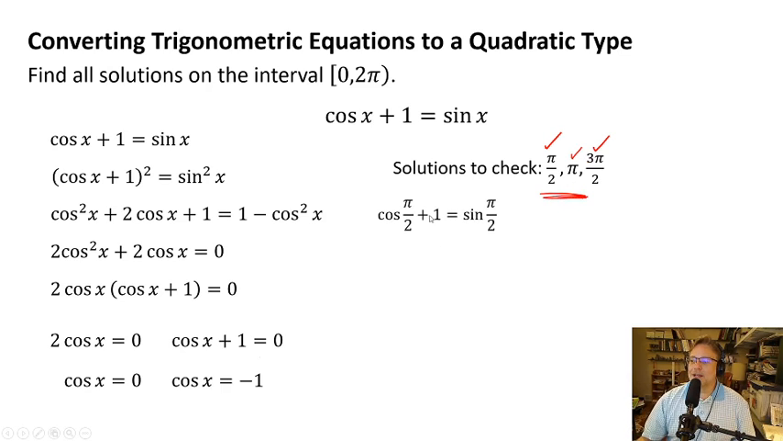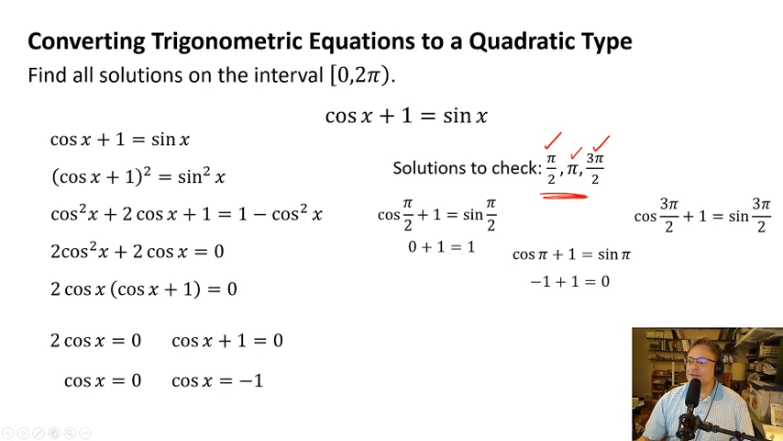So let's first of all check the first one here. If I plug in pi over 2 for x, I get cosine pi over 2 plus 1 equals sine pi over 2, and that turns out to be 0 plus 1 equals 1. All right, so that works. Let's do the middle one here, pi. Cosine pi plus 1 equals sine pi. That's negative 1 plus 1 equals 0, so that one works.